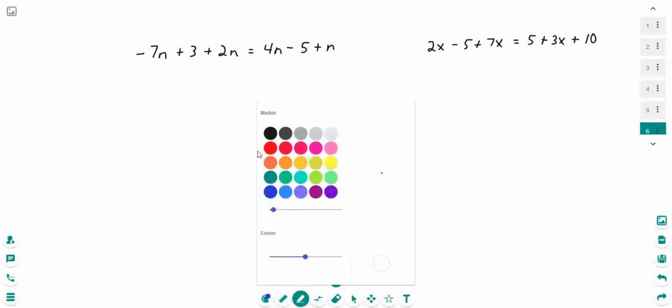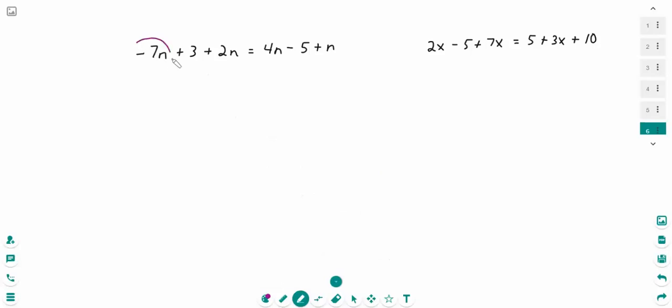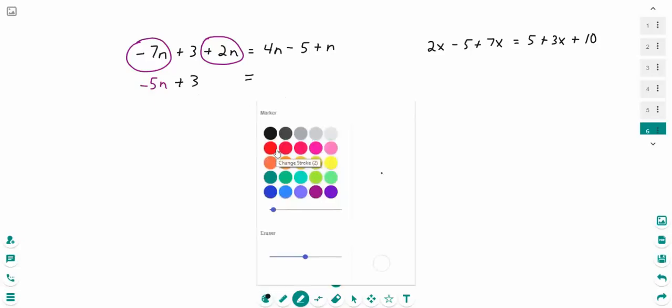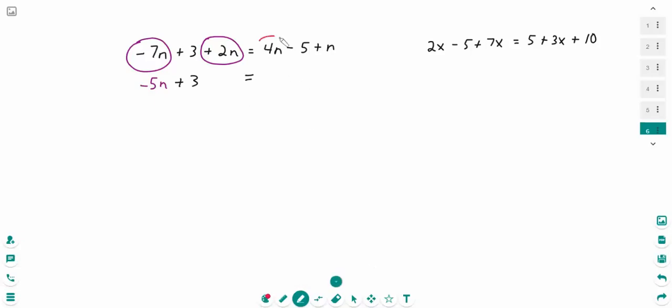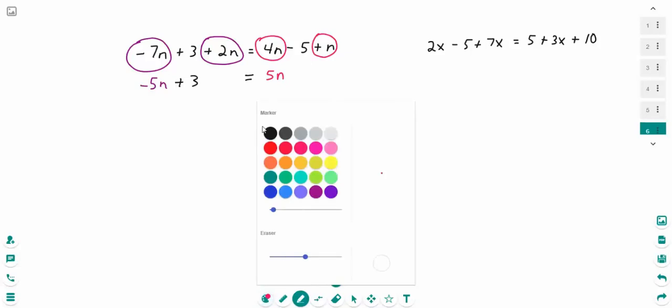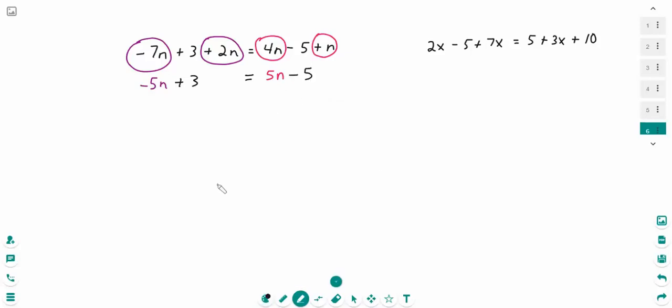All right, so here we go. Let's look for like terms. So I have a negative 7n, positive 2n. That's going to give me a negative 5n. And then I've got left over just a 3. So that just stays put. And then on my other side, what do I have? I've got a 4n, and I've got an n. So 4n and n is just going to be a 5n. And of course, I still have my negative 5. He's all by himself.